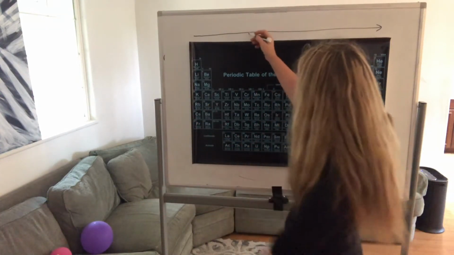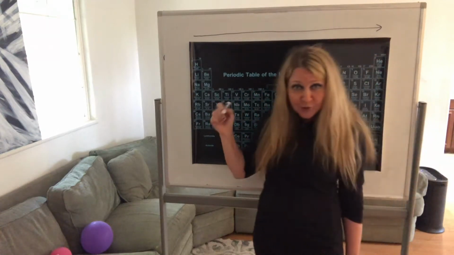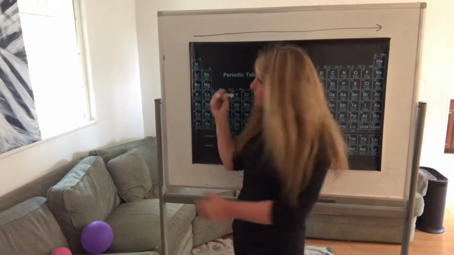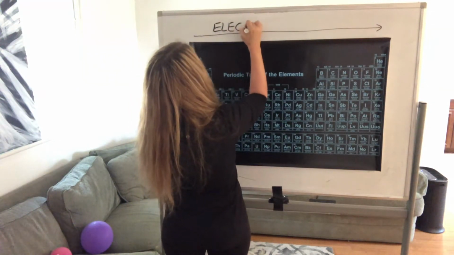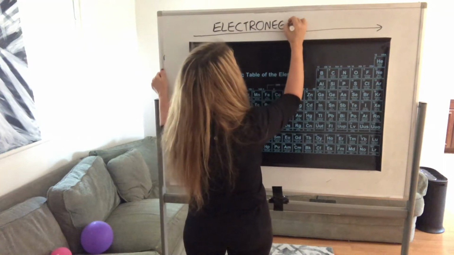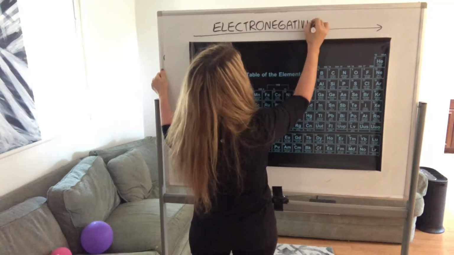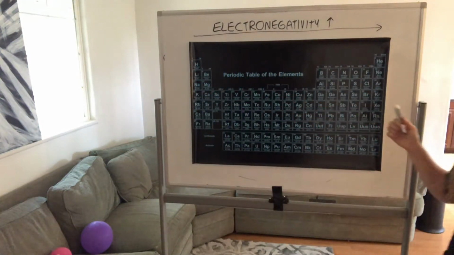Okay, so I'm just going to write shorthand for some of this. So as we go from left to right, the electronegativity increases. So electronegativity increases as you go from left to right.